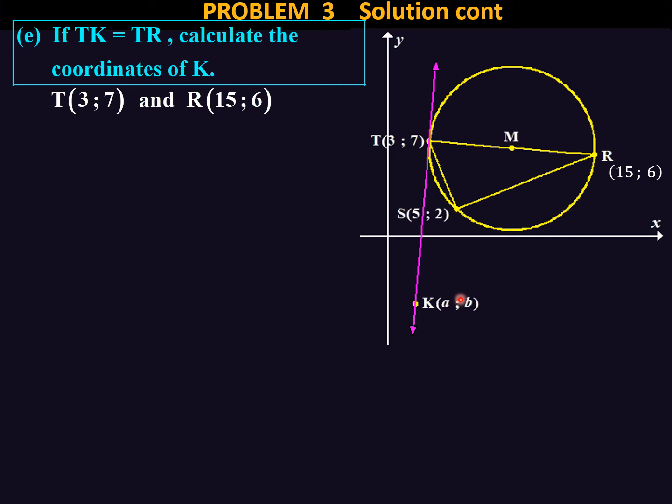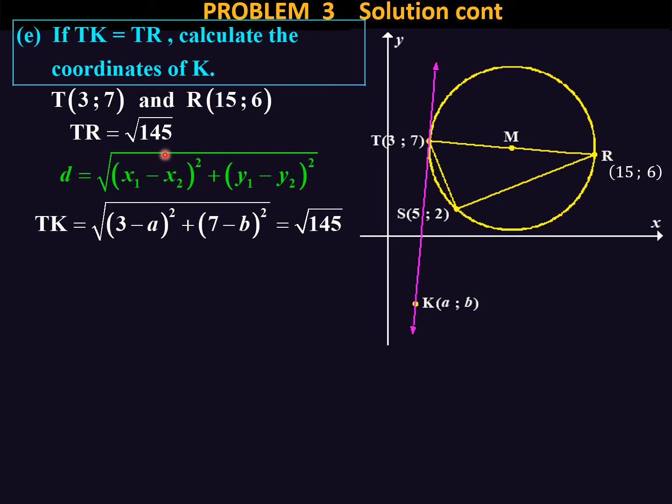So T is 3 and 7, and R is 15 and 6. And TR's length, we worked it out earlier, TR's length is square root of 145. But TK's length, you can find the distance of TK. And TK's length, using the T and the K, I get square root of 145. And you know, they are equal. So TK is equal to TR. It's a given information there. And now I can simplify, get rid of the square roots both sides. I end up with that expression.